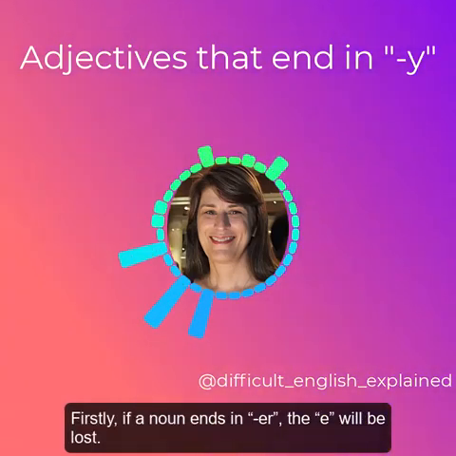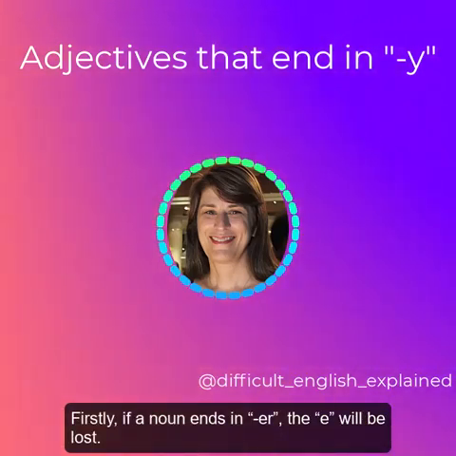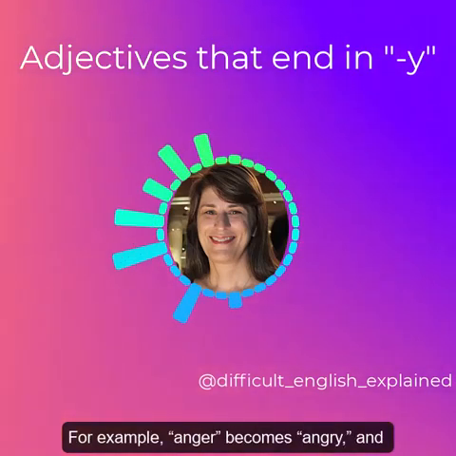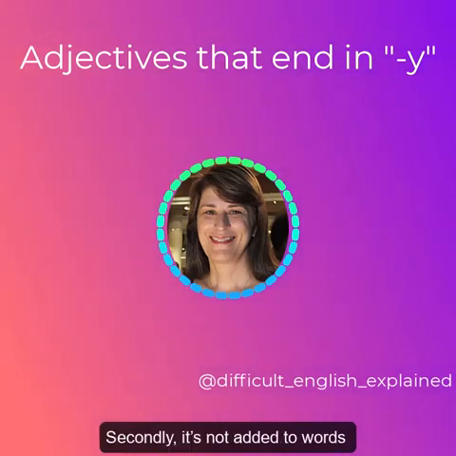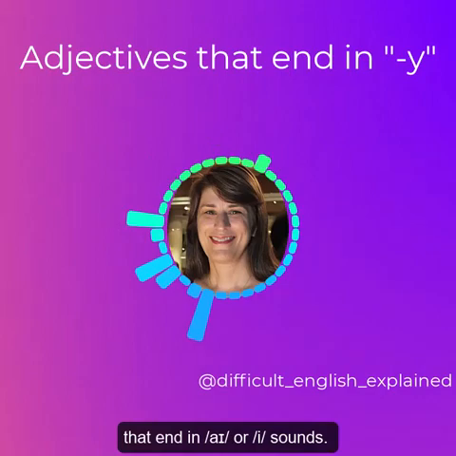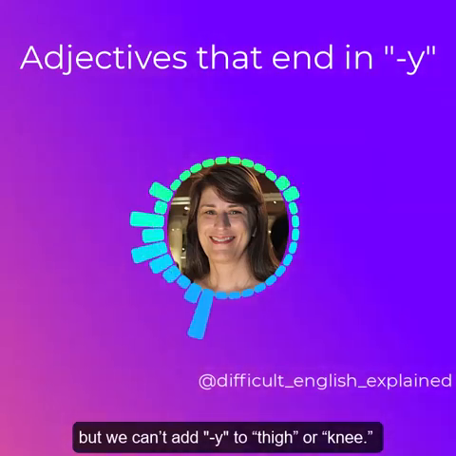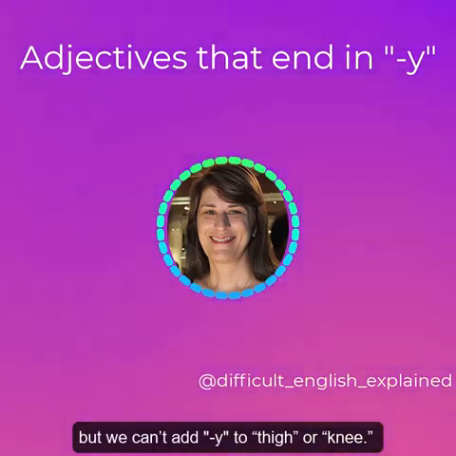Firstly, if a noun ends in er, the e will be lost. For example, anger becomes angry, and hunger becomes hungry. Secondly, it's not added to words that end in I or E sounds. We can add y to leg to make leggy, but we can't add y to thigh or knee.